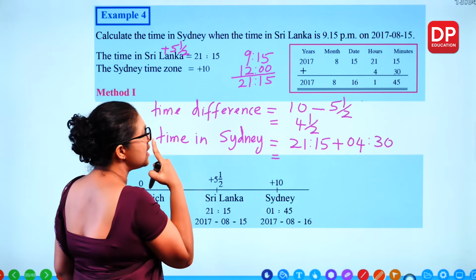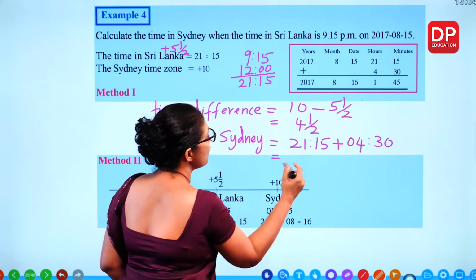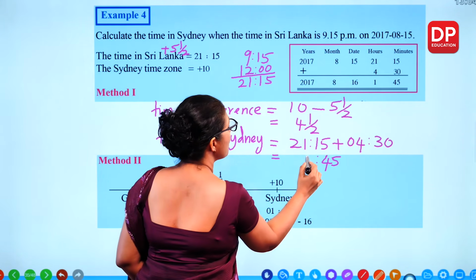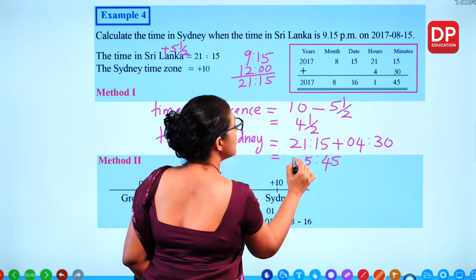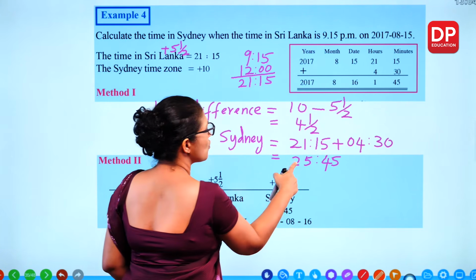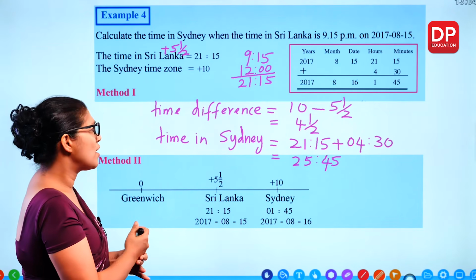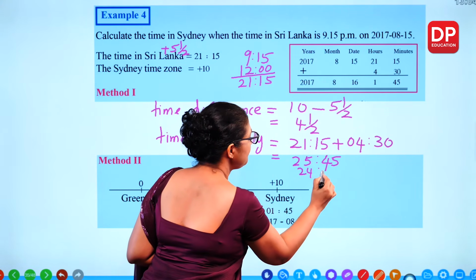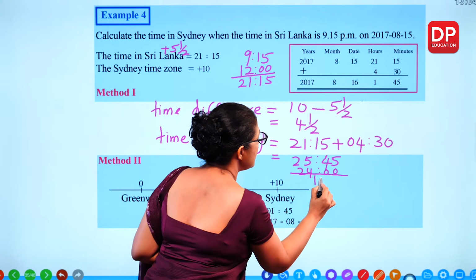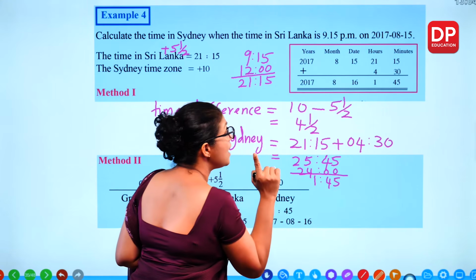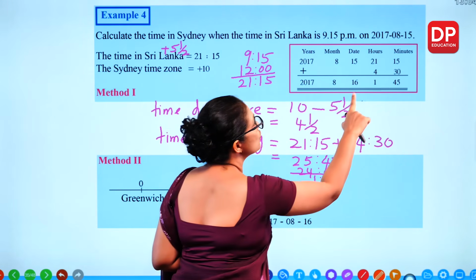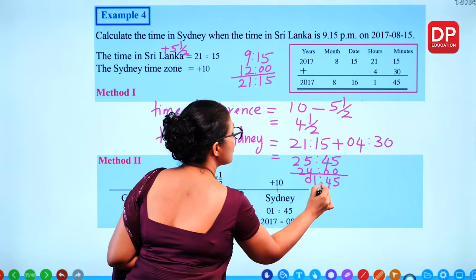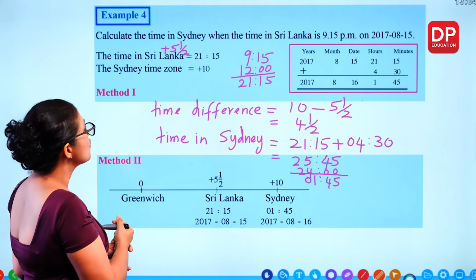30 plus 15, 45. And 4 plus 1, 5, and 25. So can we write it like this? 25:45 means subtract 24 from that. That means 1:45 in the morning. So 1:45 is the time, 01:45 in the morning. So what's the date?